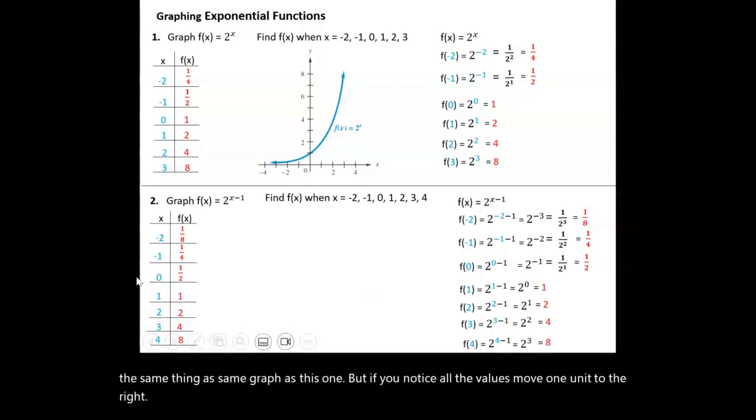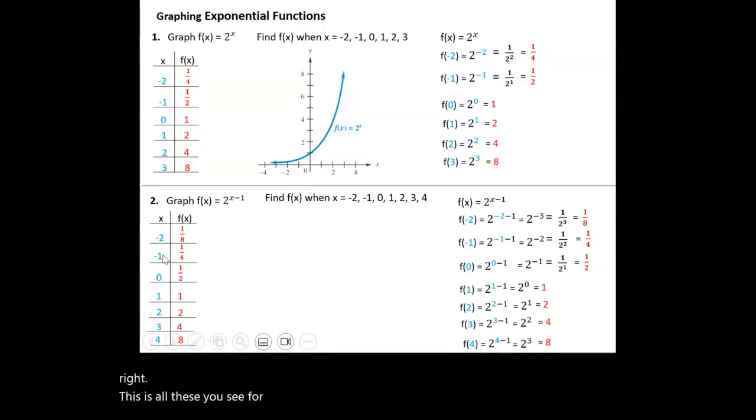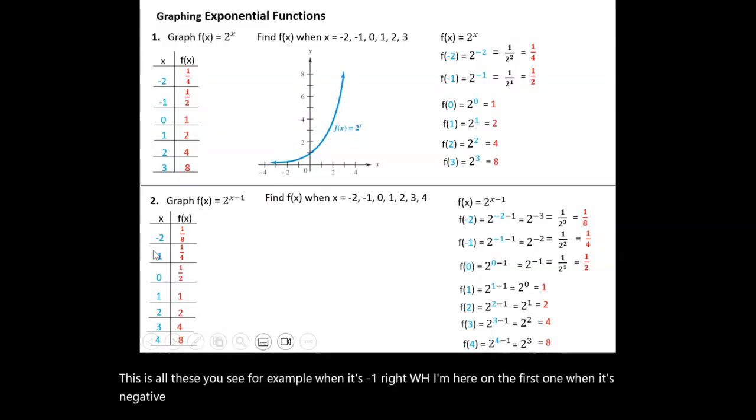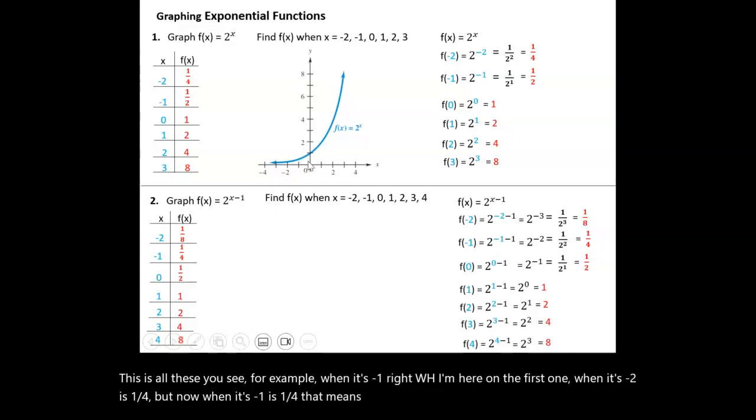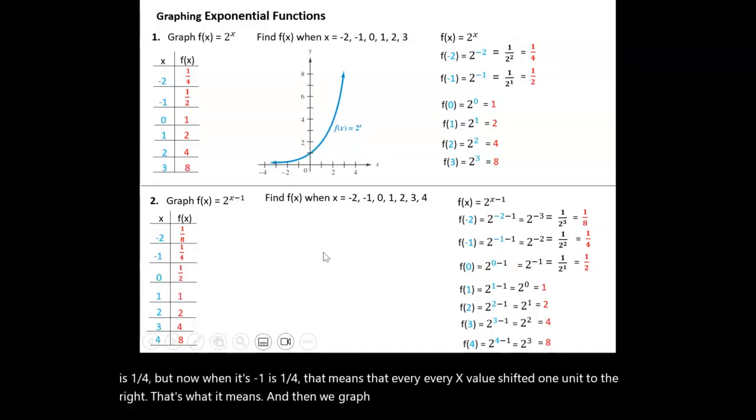You see, for example, when it's -1, here on the first one, when it's -2 it's 1/4, but now when it's -1 it's 1/4. That means that every x value shifted 1 unit to the right. That's what it means. And then we graph it.